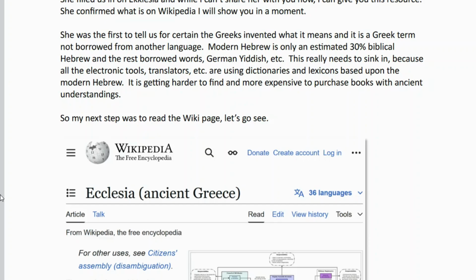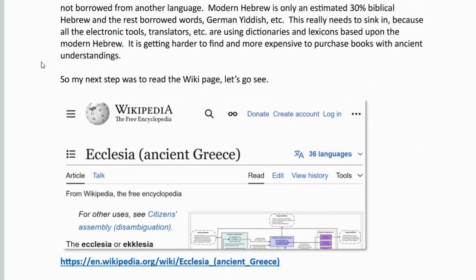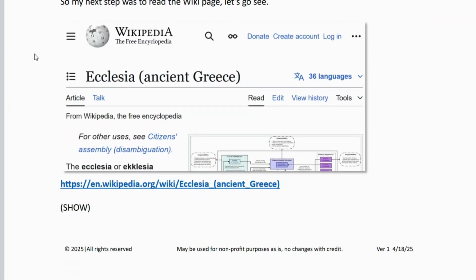She was the first to tell us the Greeks invented what it means, and it is a Greek term not borrowed from another language. Modern Hebrew is only an estimated 30% biblical Hebrew words, and the rest are borrowed from German, Yiddish, Aramaic, Arabic, all kinds of languages. This really needs to sink in, because all the electronic tools, translators, are using dictionaries and lexicons based upon modern Hebrew. It is getting harder to find and more expensive to purchase books with an ancient understanding. So my next step in wanting to understand the church was to go to a Wikipedia page that I'm going to show you now.